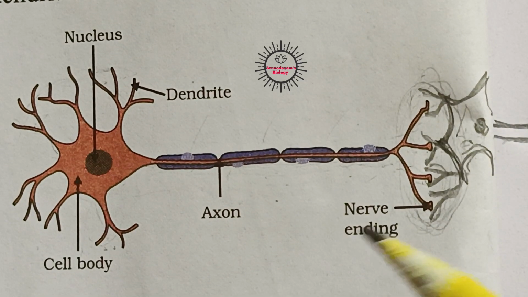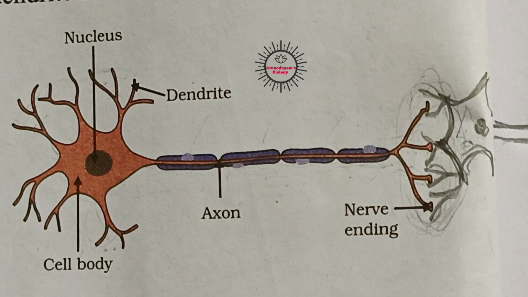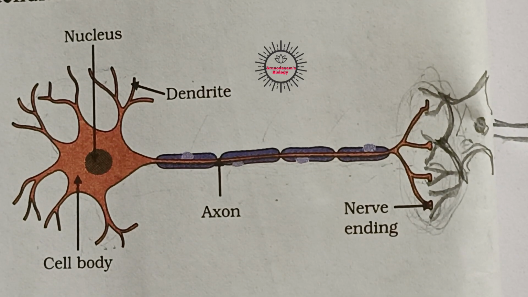So likewise the information will be passed on to the next nerve cells also. Finally it reaches the target organ, that is brain or spinal cord. Why? Because brain and spinal cord are the two organs in our body which can make decisions. So here touching a hot object is an urgent and dangerous situation. Here we have to respond immediately.